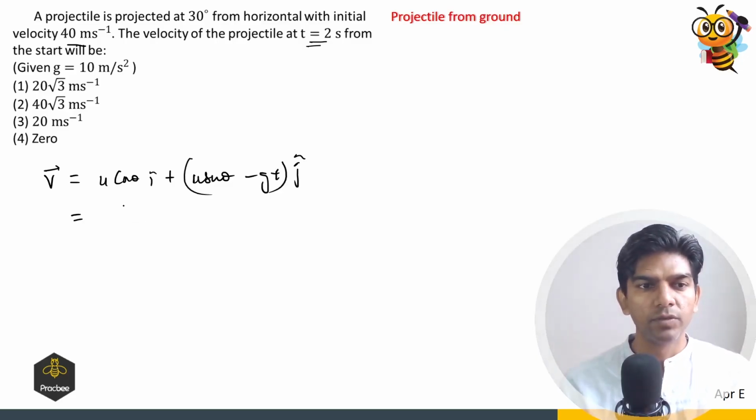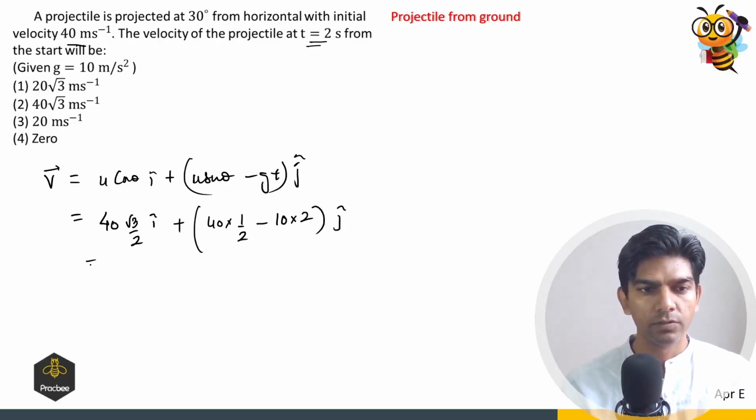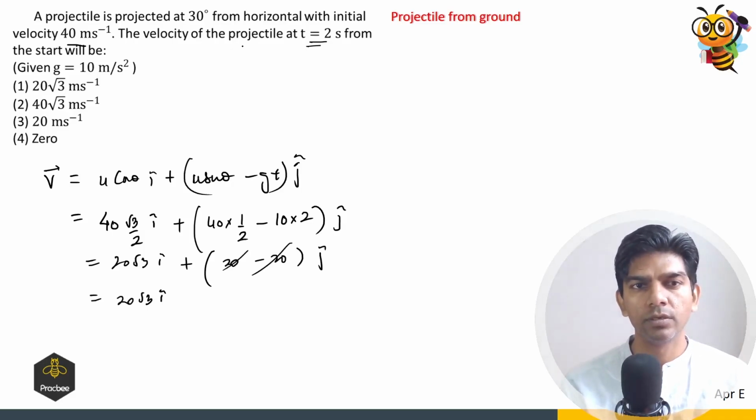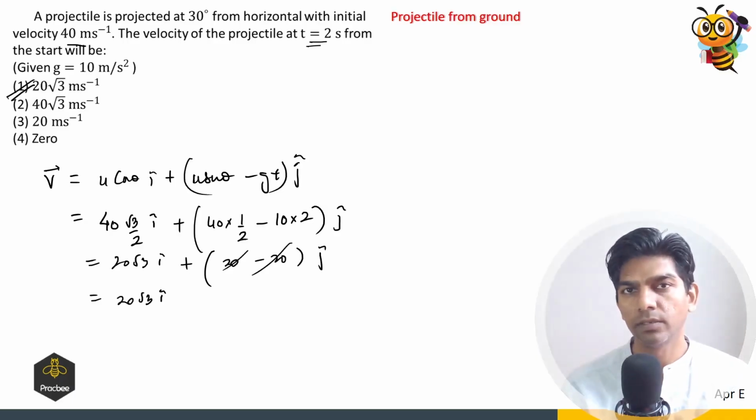So initial velocity is 40, the angle is 30, so it will be 40 times root 3 by 2 i cap plus (40 times sine 30, which is 1 by 2, minus 10 times 2) j cap. So this will be 20 root 3 i cap plus (20 minus 20) j cap. So it is 20 root 3 i cap. So the velocity of the projectile after 2 seconds will be 20 root 3. So option 1 is the right answer.